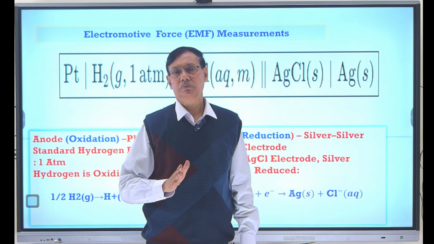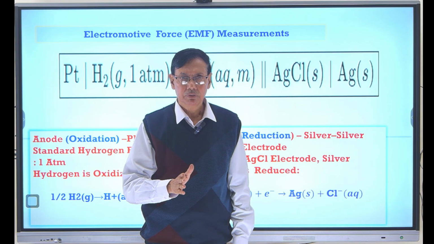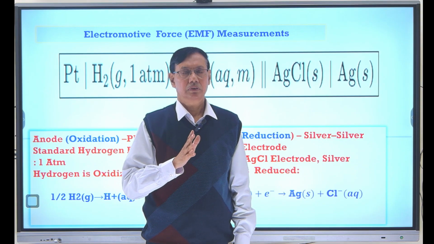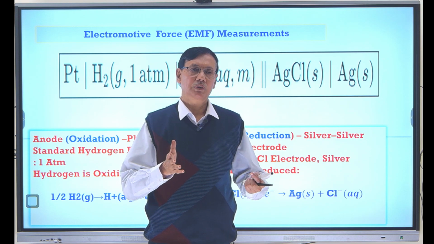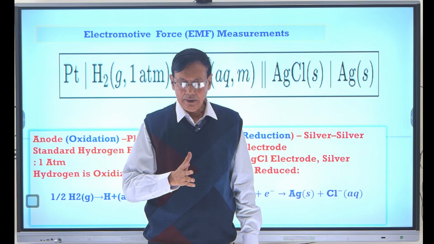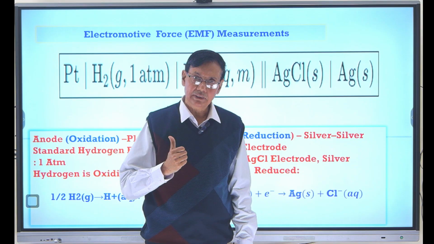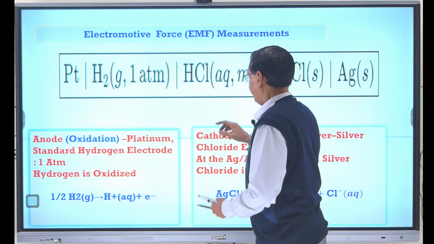Now the first part. Here our objective is the determination of the mean ionic activity coefficient of an electrolyte. For example, here I just want to calculate the activity coefficient of hydrochloric acid, HCl. And as a reference, I have taken the molality to be m.